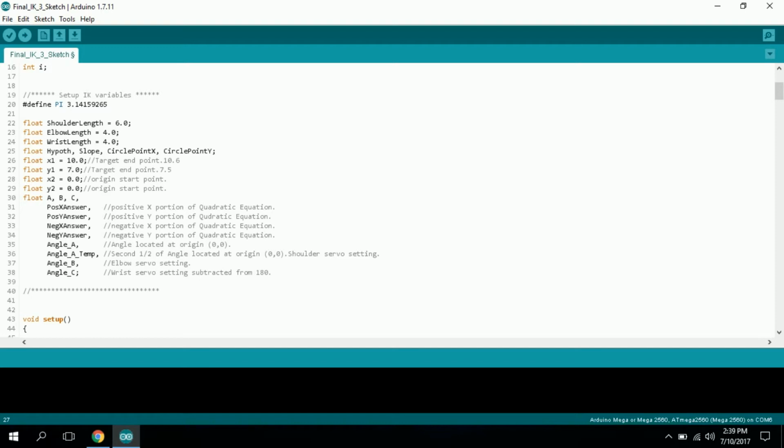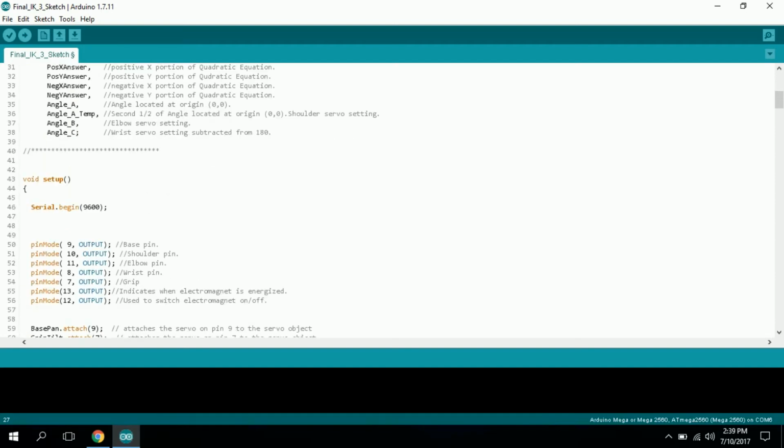Then we have A, B, and C. Those are the angles. And then we have positive x answer, positive y answer. And because this is part of the quadratic equation, there's negative x answer, negative y answer. Here's our angle A temp, because we have to add 2 halves to get the full angle A from the x-axis up to the actual servo arm. Angle B, and then angle C.